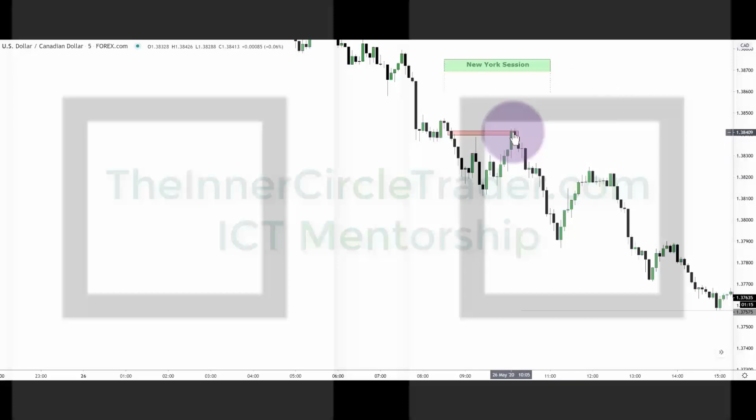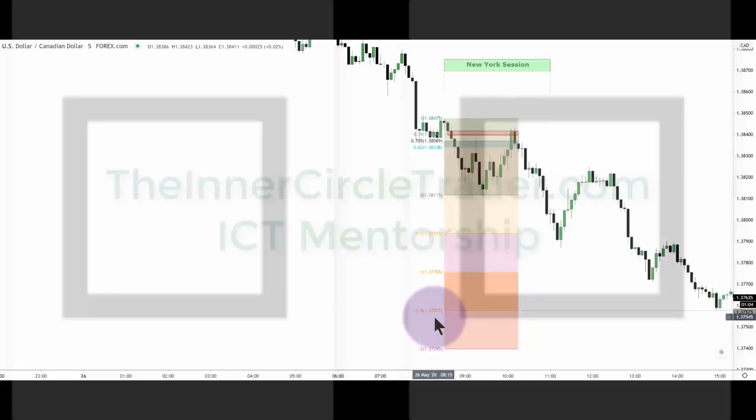Bodies of the candles respect that perfectly and run buy side liquidity on this short-term high. The market's allowed to trade lower. Adding the fibs back, 137.57.5. Low comes in at 137.57.5. Beautiful, beautiful market symmetry there.